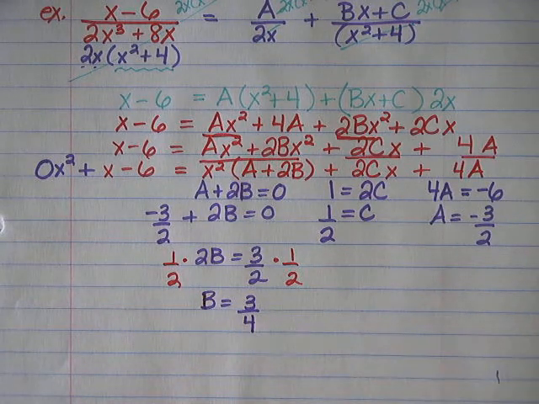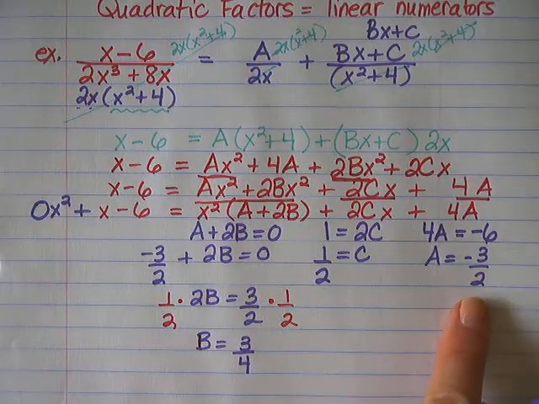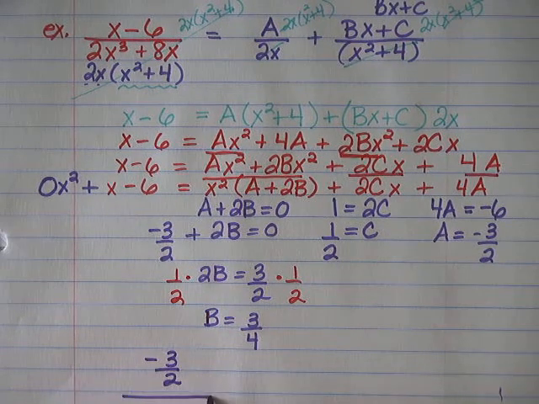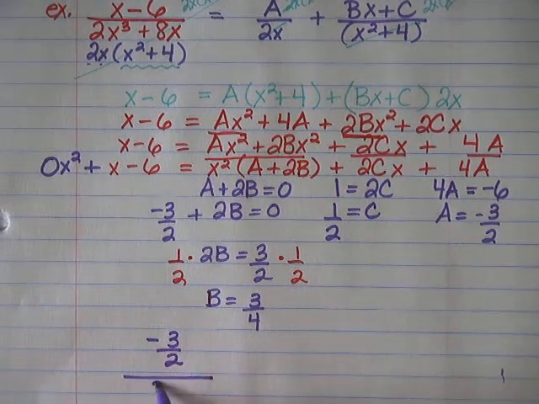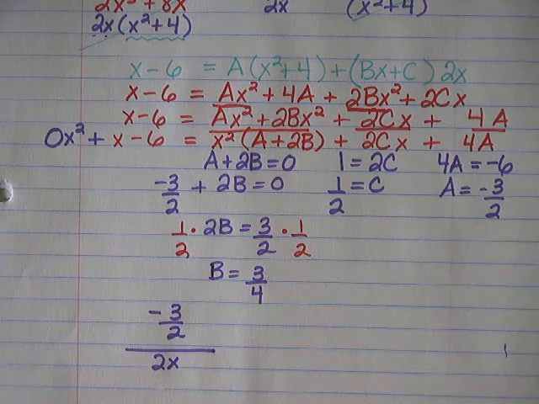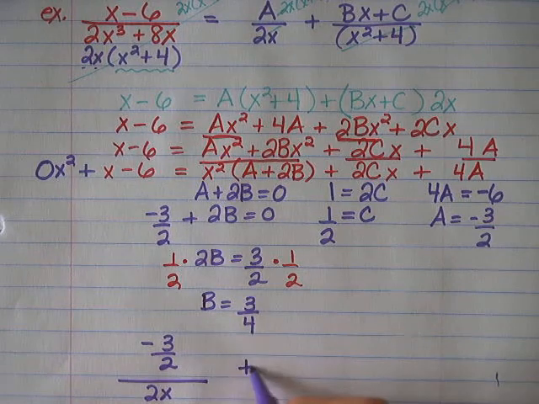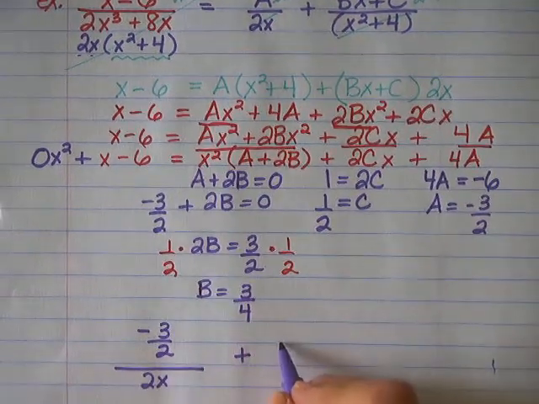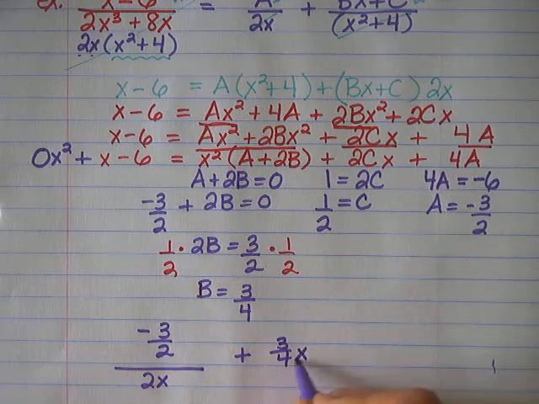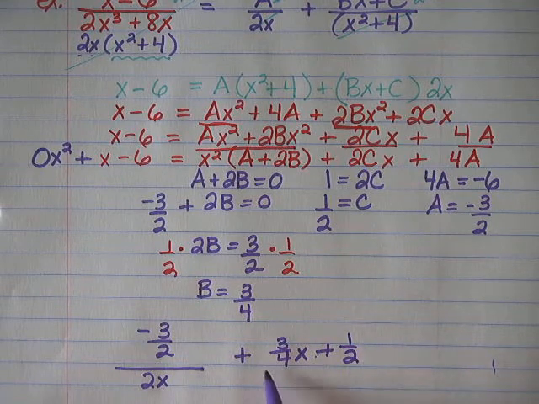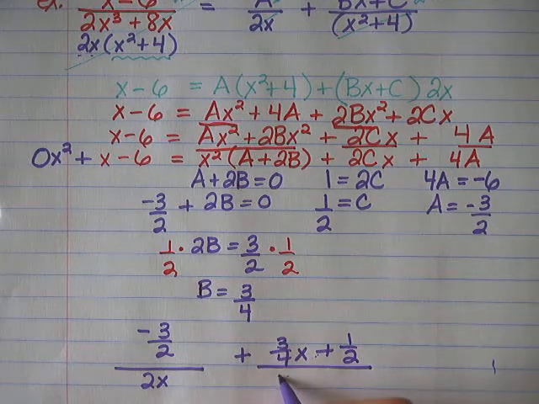So let's go ahead and write our answer. So I need to take the a factor, -3/2, and write it over 2 times x. And I'm going to have to take care of that because I don't like a fraction and a fraction, but we'll do that next. Plus, I need my b, 3/4 times x plus c over x squared plus 4.